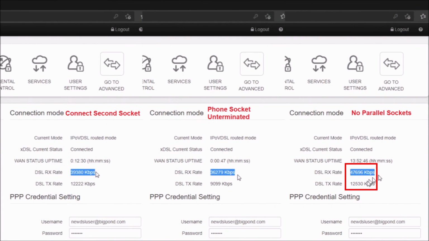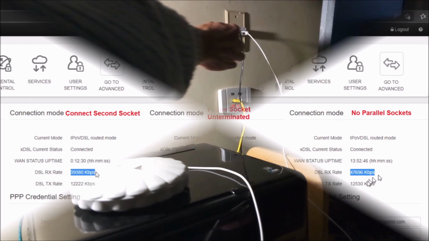This resulted in the sync speed dropping from 47.6 megabits per second down and 12.5 megabits per second up to 36.3 megabits per second down and 9 megabits per second up.